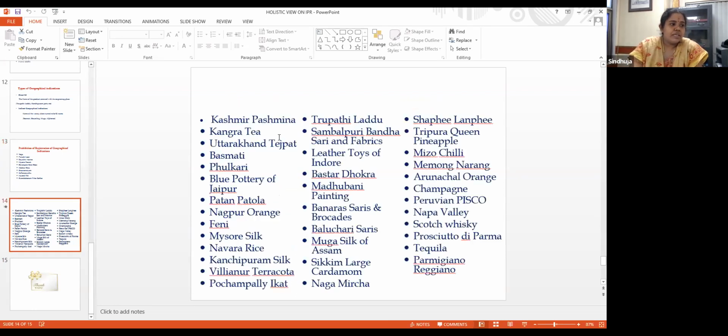And then here you can see some of the products, right from Kashmir to Kanyakumari. We have several GI products, wherein you have to understand the qualities, and that this place is very much famous for this particular product. So these are all the GIs in different forms.